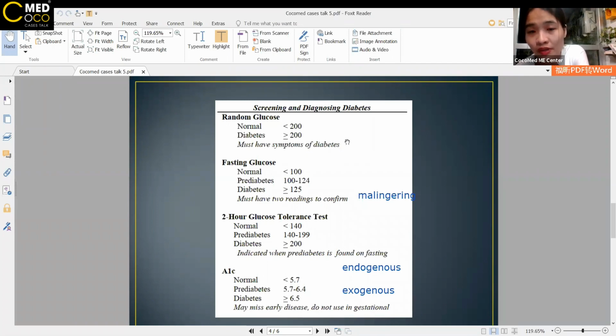So it needs to have symptoms for that. Check the random glucose. For fasting glucose, what will we do? We can check for pre-diabetes, and the range is less. The range of the level of glucose is reduced, because the value is more limited than for random glucose. For fasting glucose, we have to ask the patient to fast at least 8 hours before we check the blood glucose, and we need to confirm 2 times.